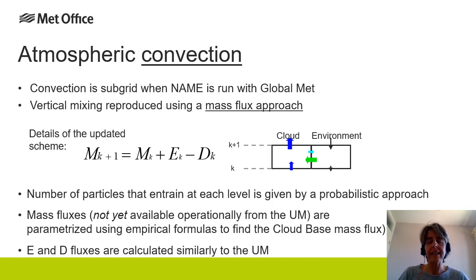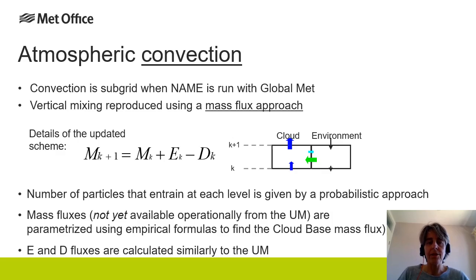Atmospheric convection plays an important role in the vertical transport and mixing of airborne pollutants. Mixing within the convective boundary layer is represented as part of the turbulence parameterization. However, there also exists a scheme in NAME to parameterize deep moist convection within the troposphere. Convection is subgrid when NAME is run with global met data, and hence it needs to be parameterized.